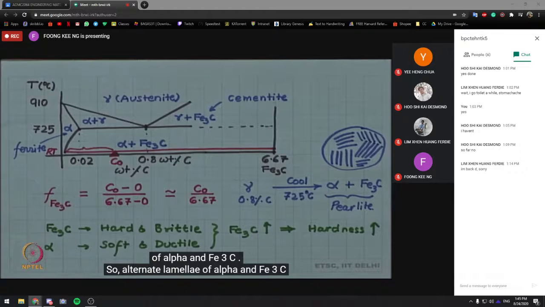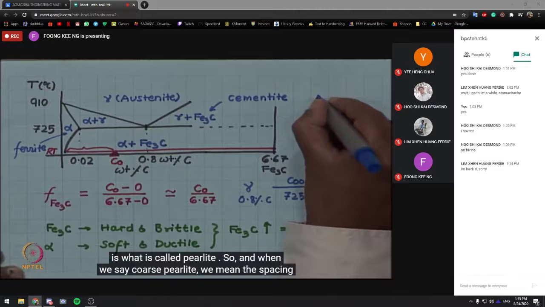Alternate lamellae of alpha and Fe3C is what is called pearlite.